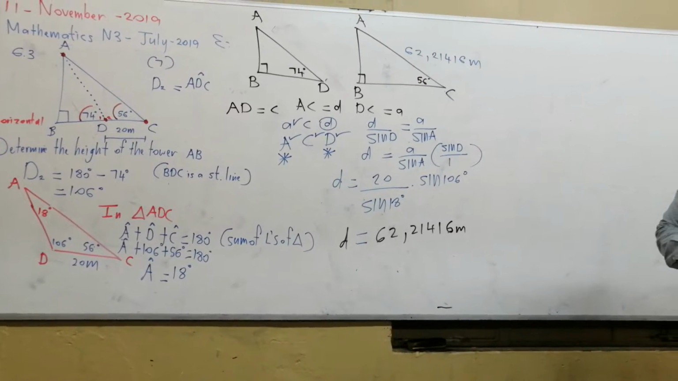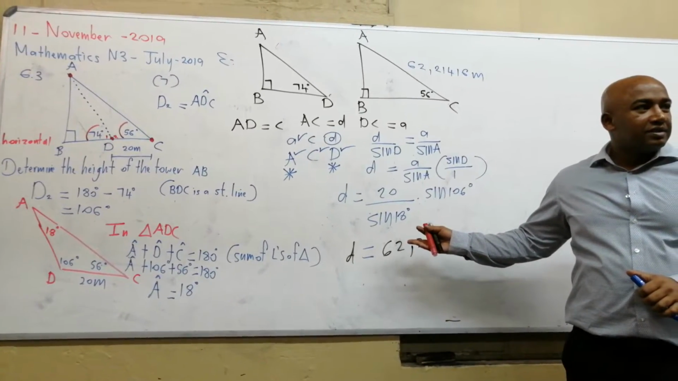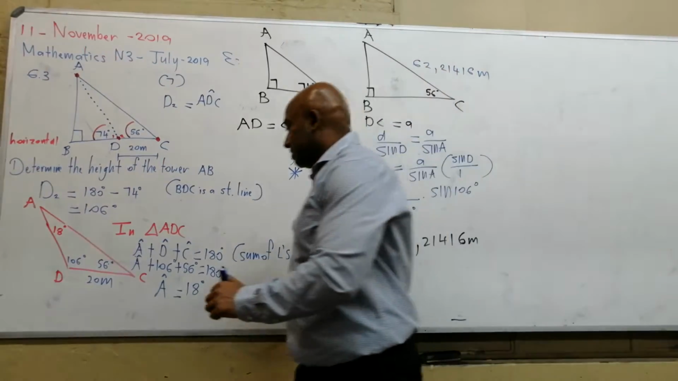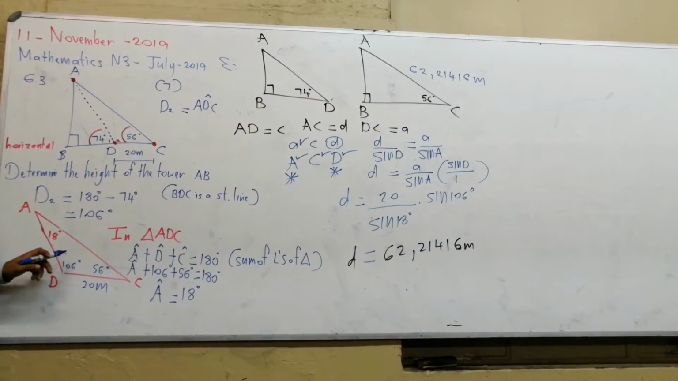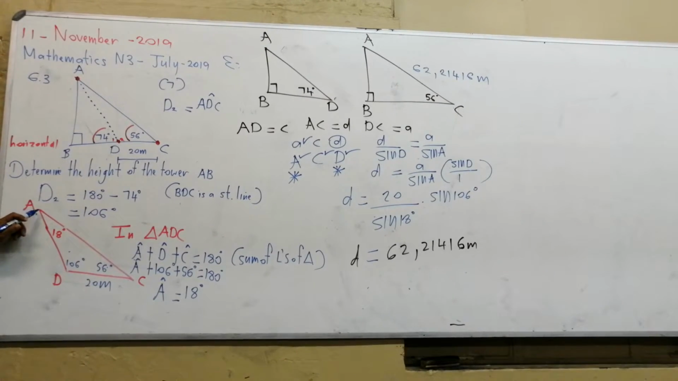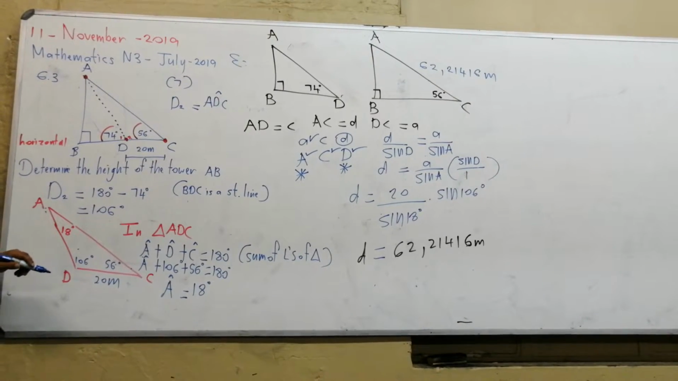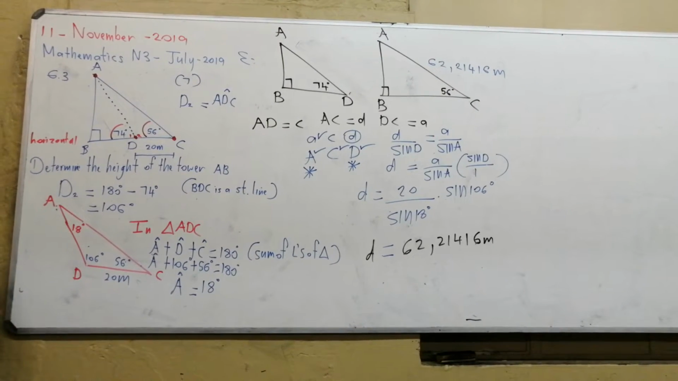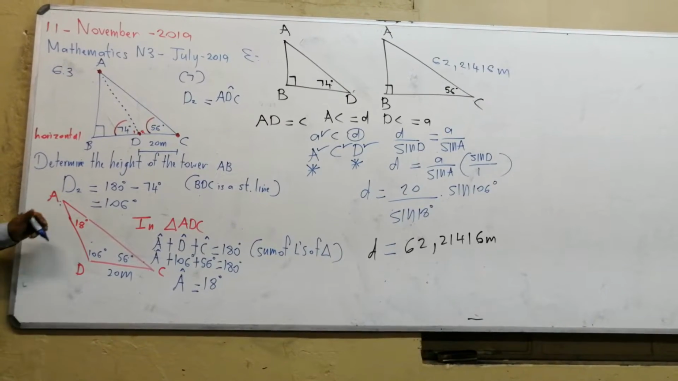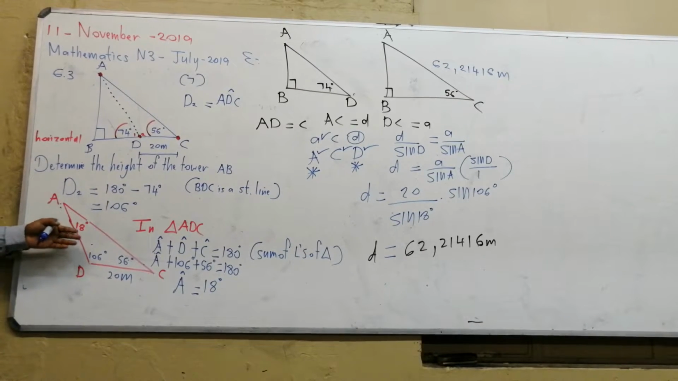And why did we use the sine rule? Because it was a non-right angle triangle. This triangle here, this one here, this is the one we are dealing with now. We are dealing with ADC. So we found AC. Okay, we just found AC there, which is 62,21416.